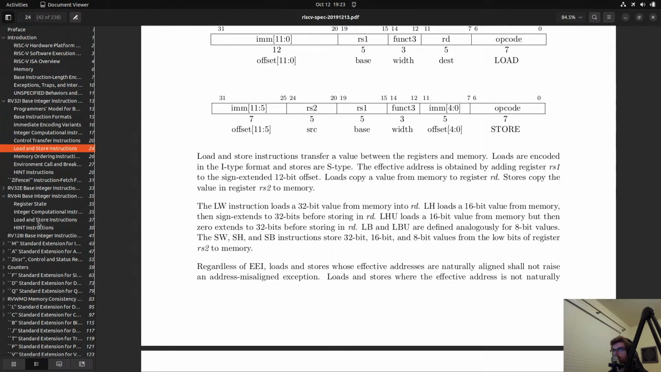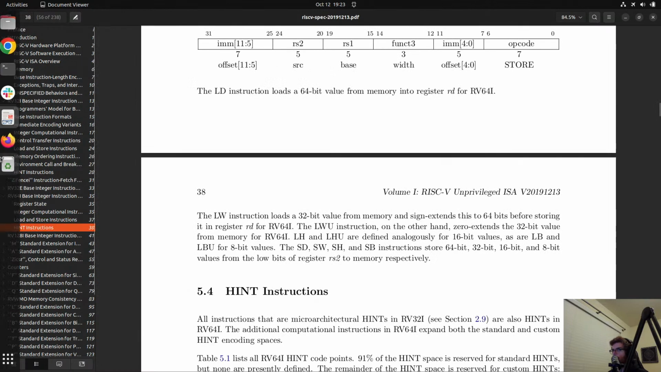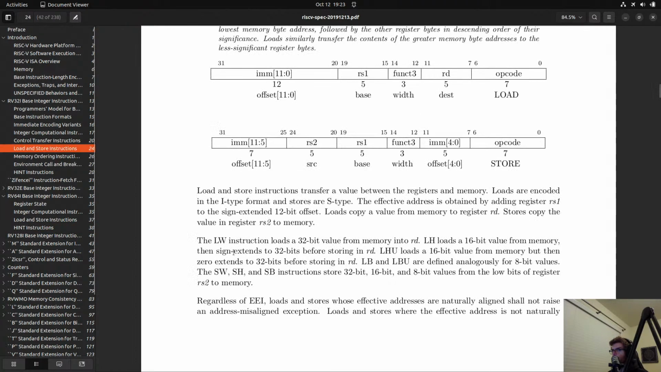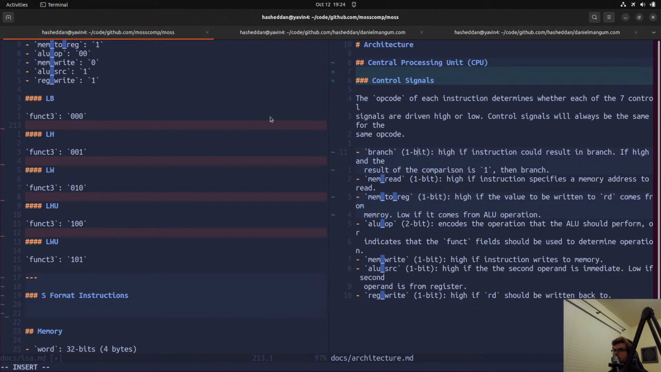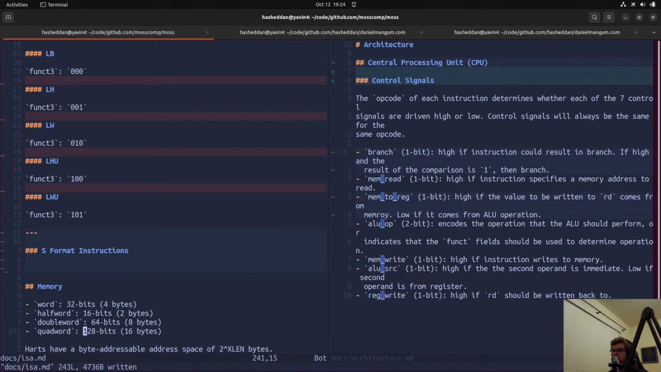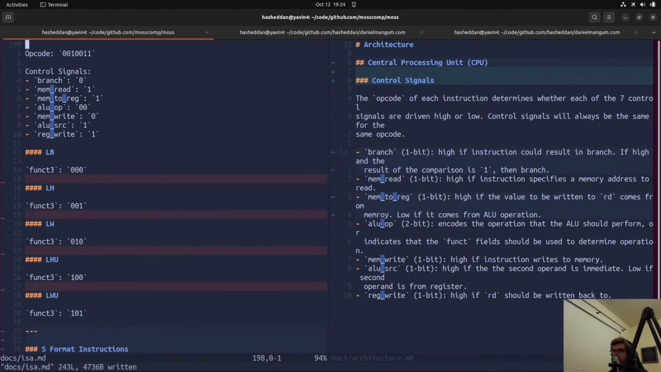Okay, so load word still does the same thing. It loads a 32-bit value. It's just whether we sign extend or not. Although a word, that's kind of interesting because if we jump down here, word. Okay, no, it's all the same. Double word. Okay, cool. Never mind.